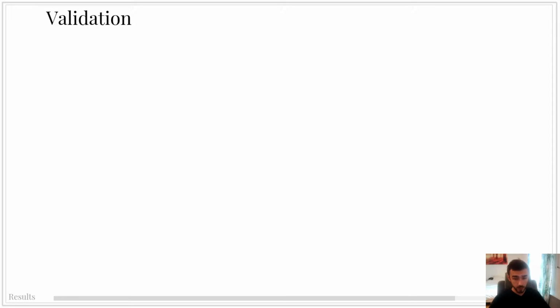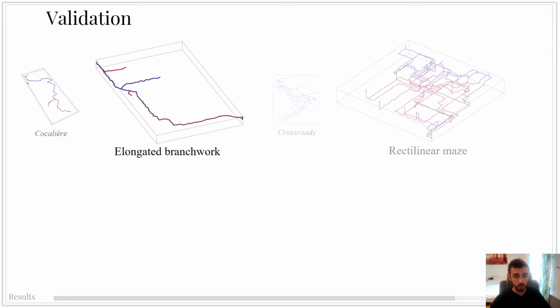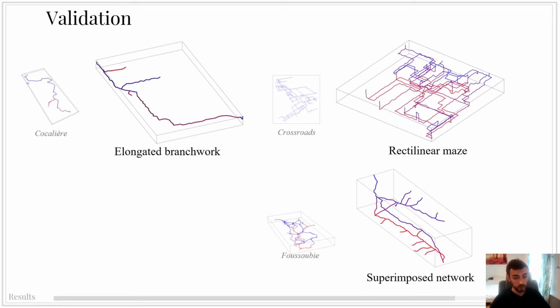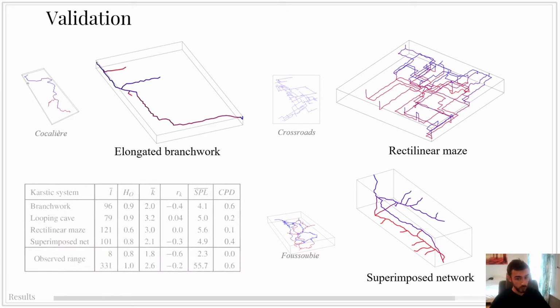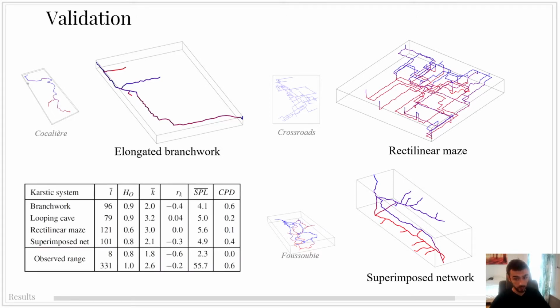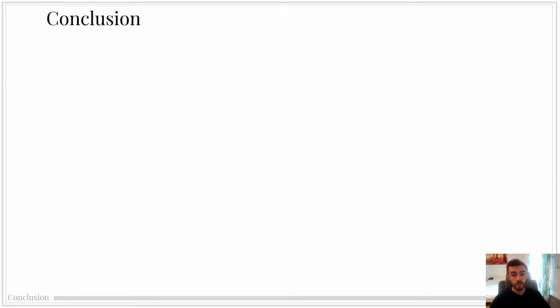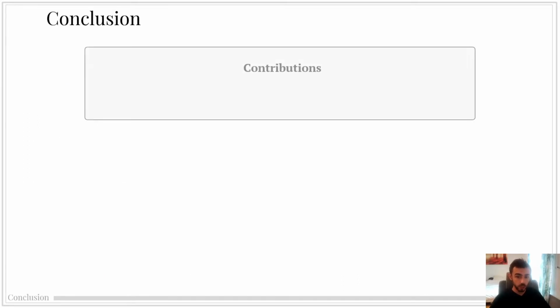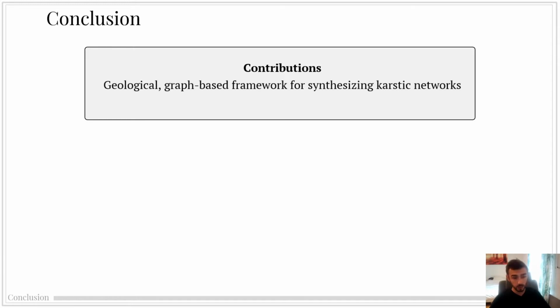On the validation side, we compare the output of our method with real karstic networks. We show that our networks are consistent with real ones regarding several characteristics on the graph of the network. Furthermore, we validated our results with an expert in geomorphology who is one of the authors of the paper. To conclude, we presented a geological graph-based method for synthesizing realistic karstic networks.